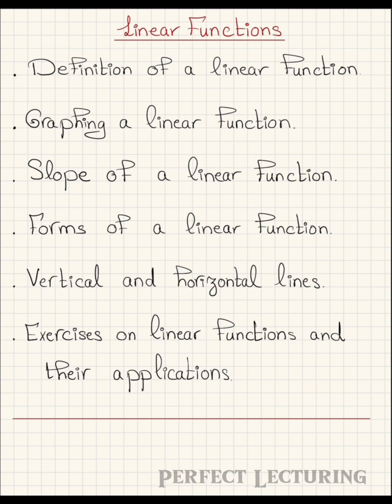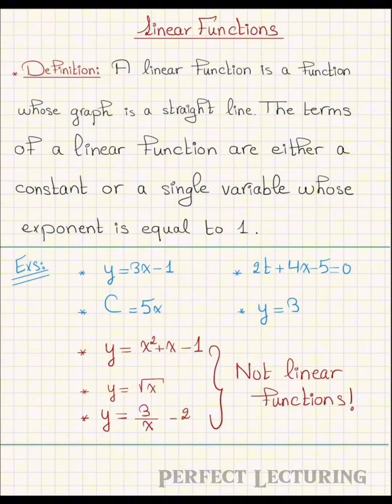So let us start. We start with the definition. A linear function is simply a function whose graph is a straight line. Algebraically speaking, the terms of a linear function are either a constant or a single variable whose exponent is equal to 1, as you can see in the examples of functions in blue.